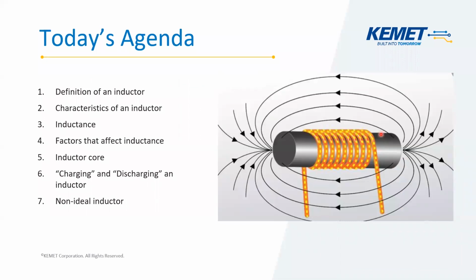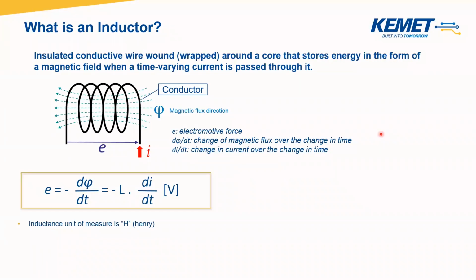But anyway, let's talk about today's agenda. The first thing we're going to do is define what an inductor is, and then explain a couple of features of inductors. One of them being inductance, and we'll talk about that in depth. Then we'll talk about factors that affect inductance, since it's such an important characteristic of inductors. Then we'll talk about the core, why we need to use a core and what a core actually does. We're going to close with some terminology, charging or discharging an inductor, and we'll explain what that means. And finally, we'll close with the characteristics of a non-ideal inductor. So let's jump right into it.